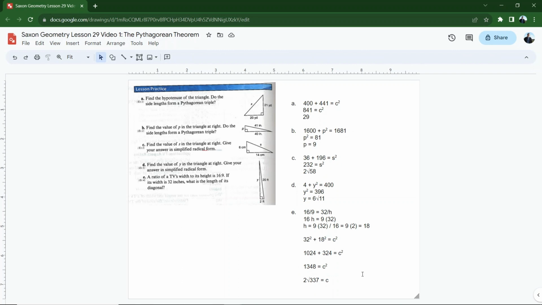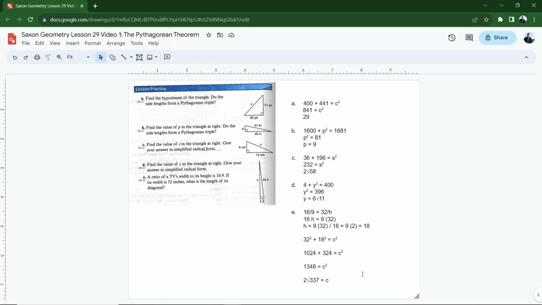The way I got that, 1,348 is divisible by 4. When you divide it by 4, you find that it's 4 times 337. And then I have to take the square root of 4 times the square root of 337. Square root of 4 evaluates to 2. So the exact answer is 2 times the square root of 337.